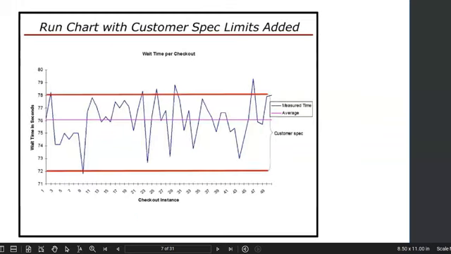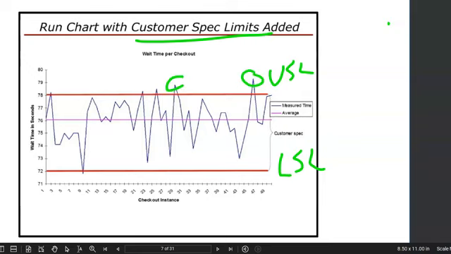In this next screen, I've got that same run chart, but now I have included customer specification limits in the chart. This is an upper specification limit, and we've got an associated lower specification limit. And we know that spec limits come from our customer needs. We've now identified points of concern, but we still don't know if that's special cause or common cause variation.